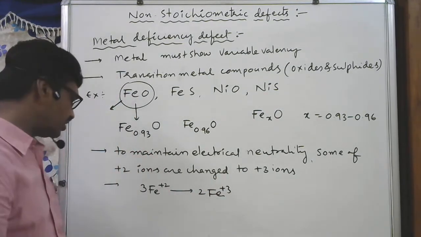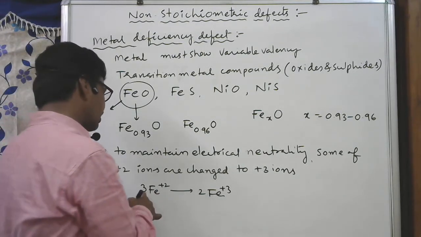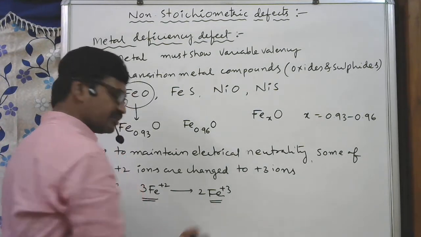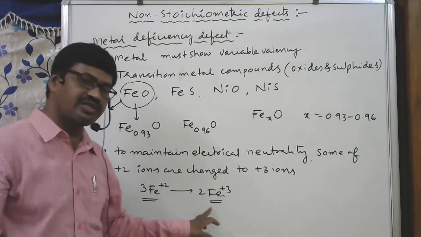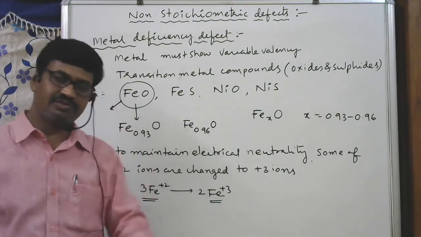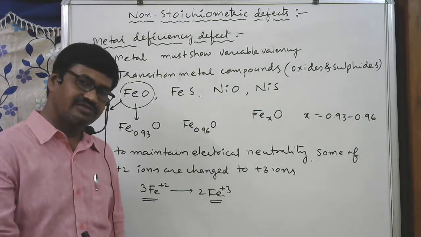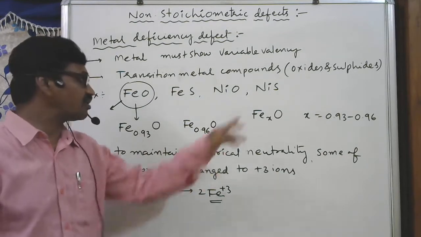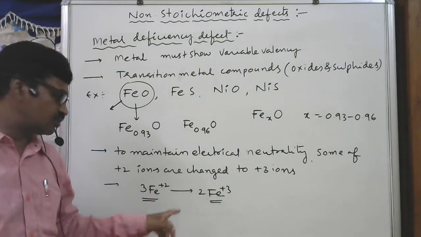See here, how many irons are missing from here? 3 irons are present here. Just observe, here only 2 irons are present. Without charge, just assume: here 3 irons are present, here 2 irons are present. One iron is missing from here. So one metal is missed. There is no change in oxygens. The number of oxygens or the number of sulfurs is the same, but one metal is missed from here as plus 2.